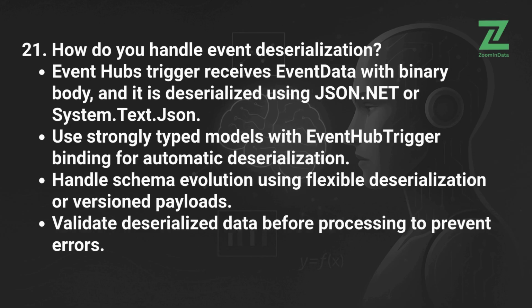21. How do you handle event deserialization? Event Hub's trigger receives event data with binary body, and it is deserialized using JSON.NET or System.Text.Json. Use strongly typed models with Event Hub trigger binding for automatic deserialization. Handle schema evolution using flexible deserialization or versioned payloads. Validate deserialized data before processing to prevent errors.